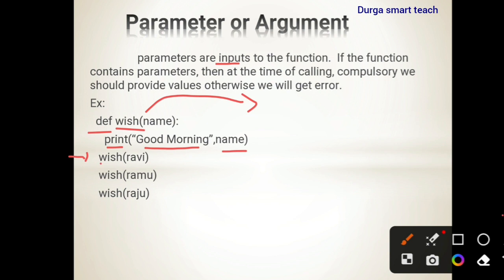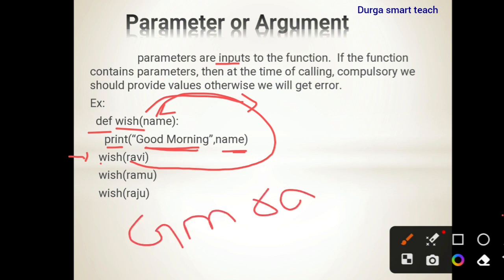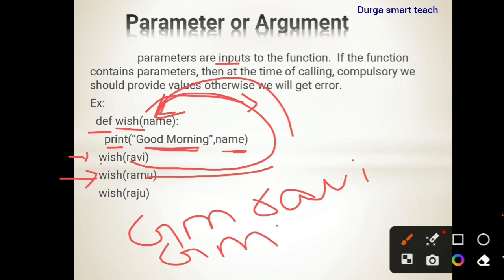The values are passed to the called function. So Ravi is stored in name. Then it will print good morning comma name. Name contains Ravi, so it prints good morning Ravi. After that I am calling the wish function again. Now I am passing the parameter Ramu. So Ramu will be stored in name, and next time it will print good morning Ramu.